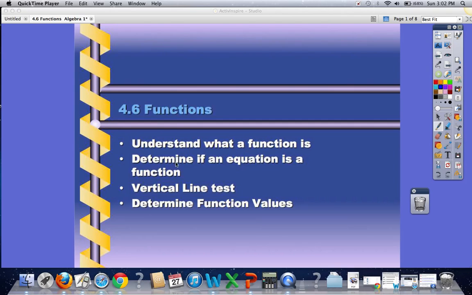We're going to determine if an equation is a function, and we're going to use the vertical line test when given a graph to see if it's a function, and then we're going to determine specific function values.